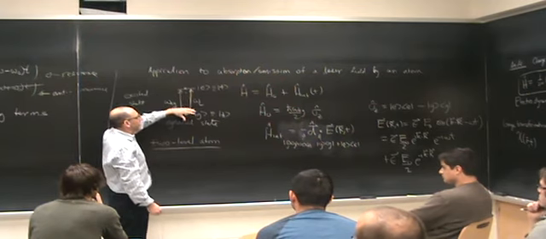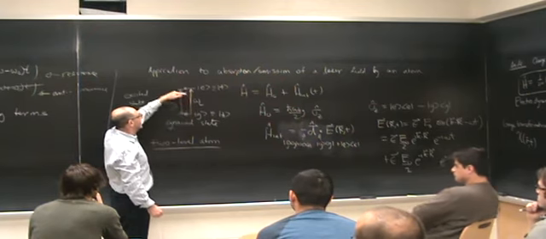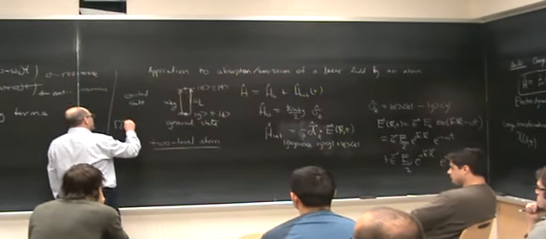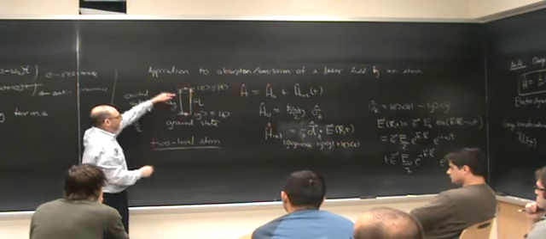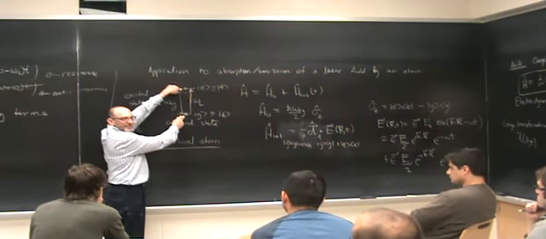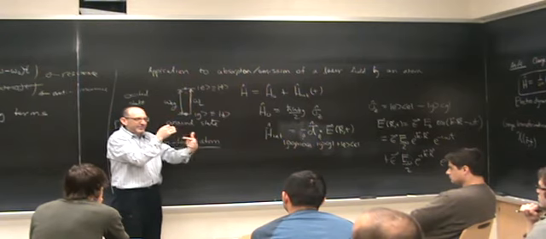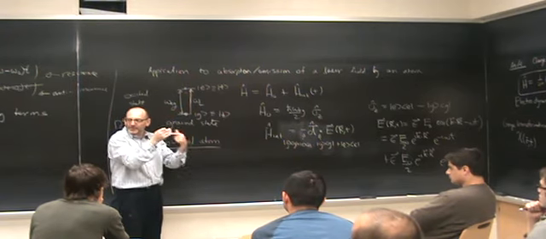And in fact, if I stop when omega t, omega being capital omega, is pi over 2, then I'm in a superposition of those. And I can make any superposition I like through a particular choice of phase, amplitude, and time.